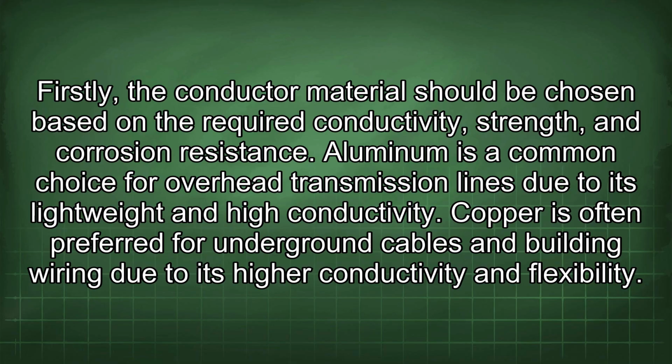Firstly, the conductor material should be chosen based on the required conductivity, strength, and corrosion resistance. Aluminum is a common choice for overhead transmission lines due to its lightweight and high conductivity. Copper is often preferred for underground cables and building wiring due to its higher conductivity and flexibility.